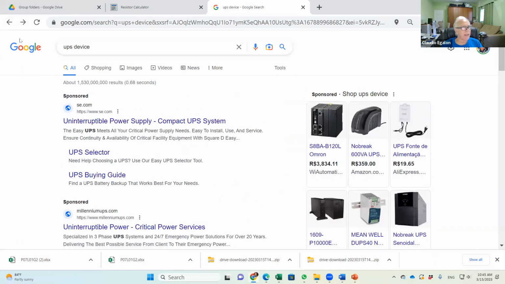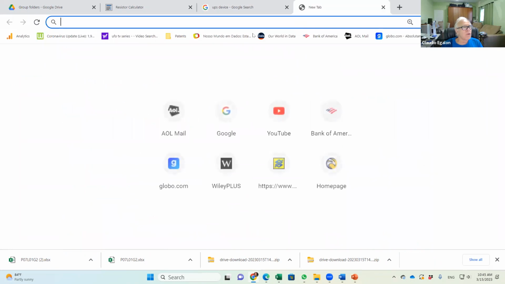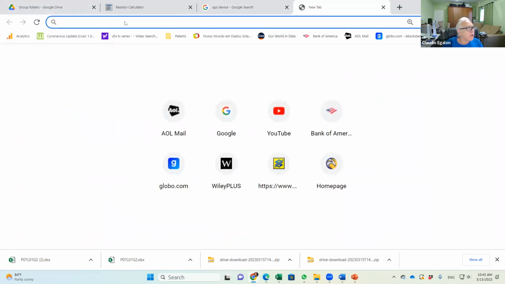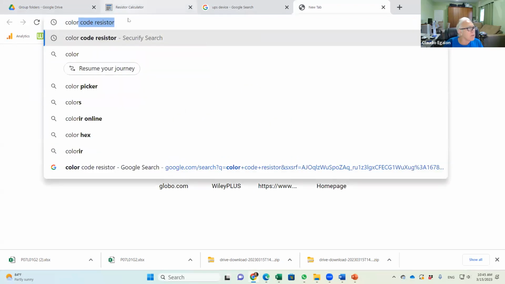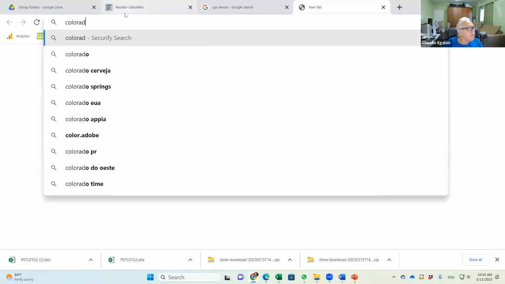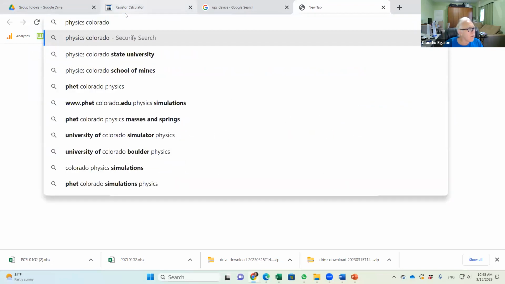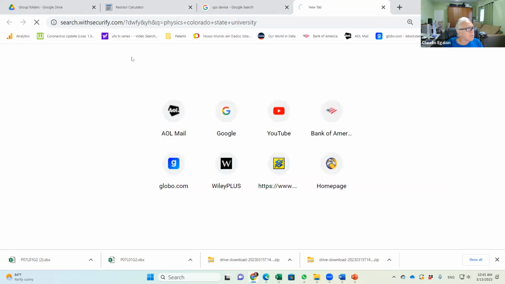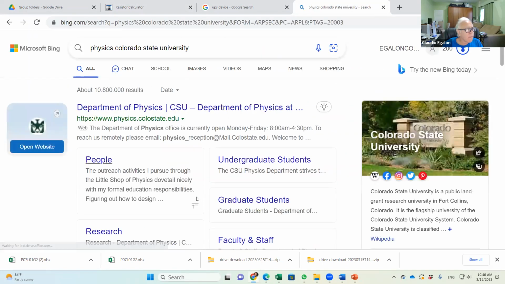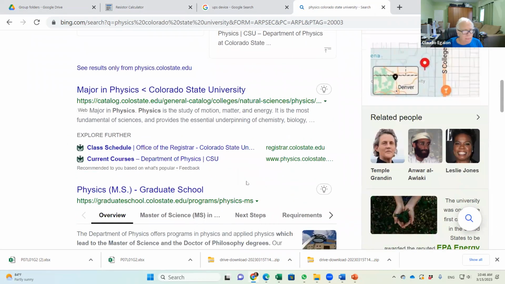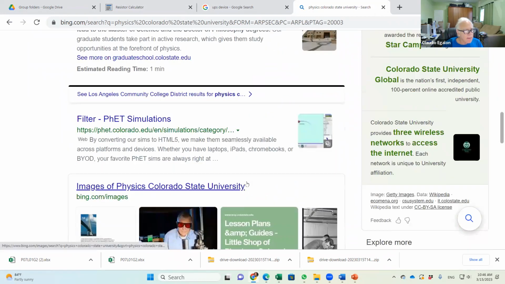Uninterruptible power supply, and what I want to show you is some simulations. Colorado physics, Colorado. This is Colorado State University. Must be this one here. There is PhET. Here you go. PhET simulations.